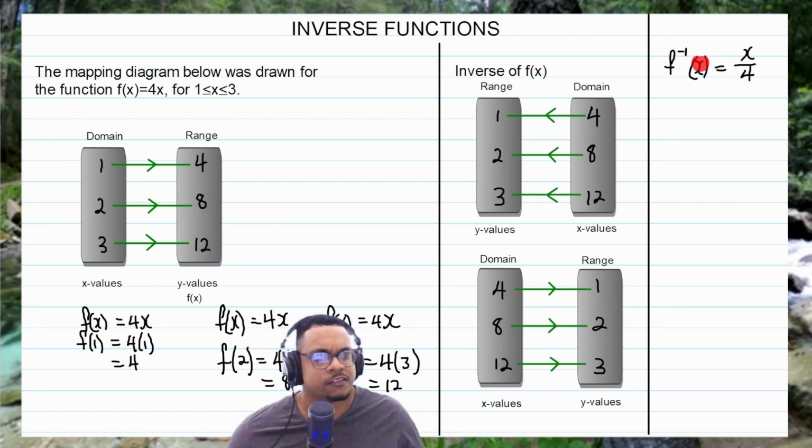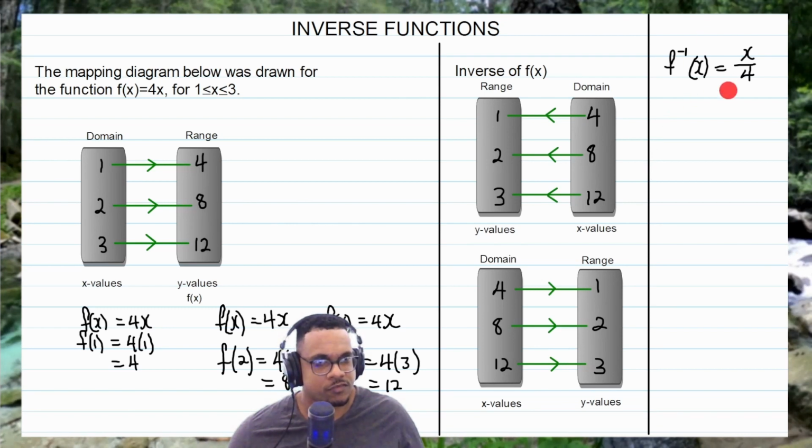So my inverse function, f inverse x, will be equal to x over 4. Now this is how we write the inverse function, f inverse x. So we have the f, which is the name of the function, and this little negative 1 power at the top to signify that it is the inverse. So this negative 1 is not representing the power negative 1. It's representing the inverse of f.